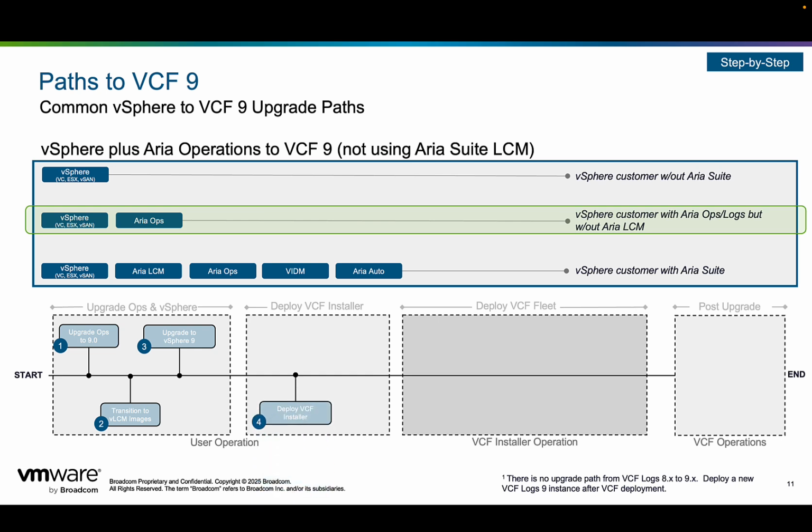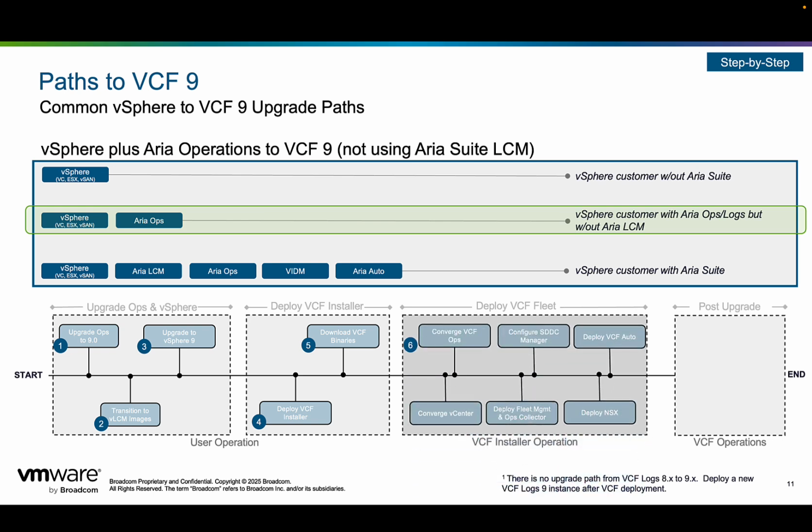So we will deploy an instance of the VCF installer, where we'll then go in and download the VCF 9 binaries. At this point, we will switch over to the VCF installer and use the wizard-driven UI interface to prompt for the required information and perform the upgrade. In this situation, because we have an existing instance of Aria Operations that was upgraded to VCF Operations, the installer will converge both the vCenter server and the VCF Operations.